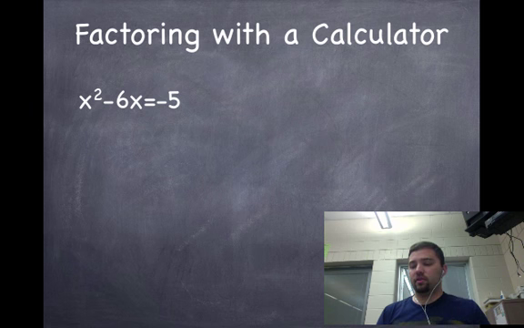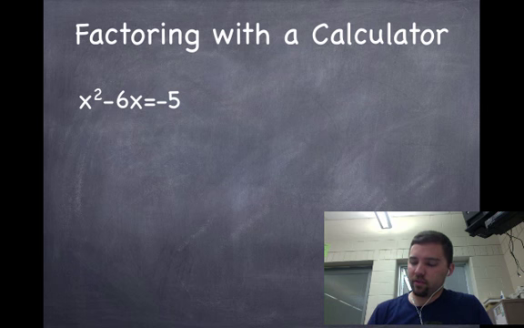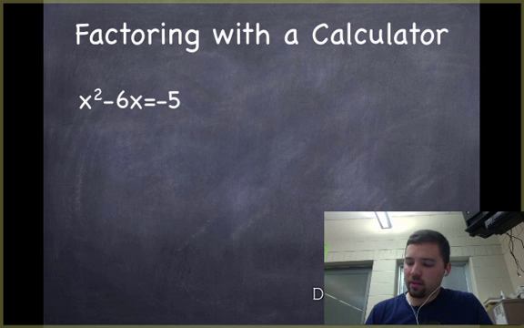Factoring with a calculator. So this one is not set equal to 0. You notice in the previous one we were already set equal to 0. You'll almost always want to set these equal to 0 first. So I'm going to add 5 to both sides, add 5 over here and add 5 over here. So I get x squared minus 6x plus 5 equals 0.